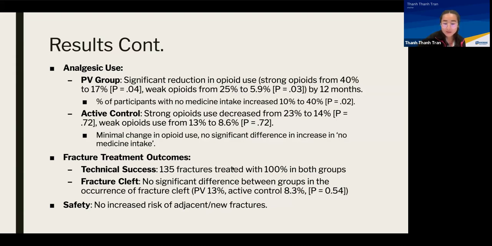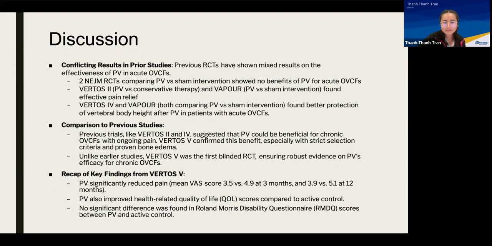And there were also no increased risk of adjacent or new fractures. All right, discussion. Previous randomized controlled trials have shown conflicting results on the effectiveness of PV in acute cases of OVCF.